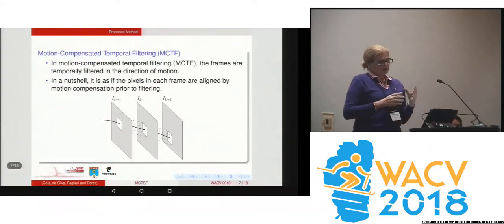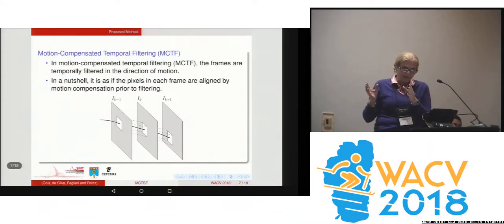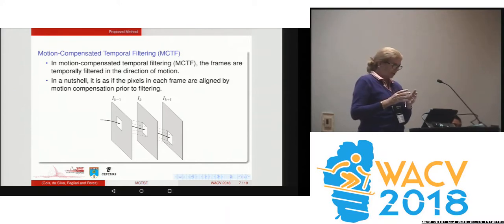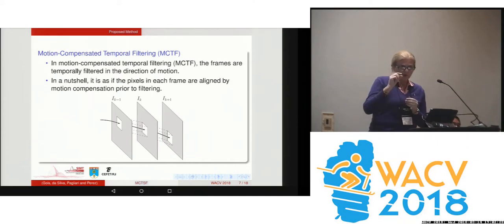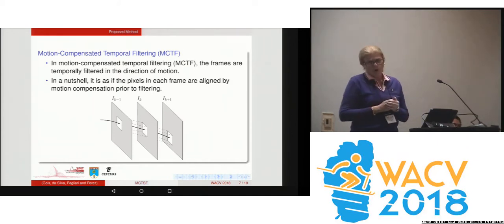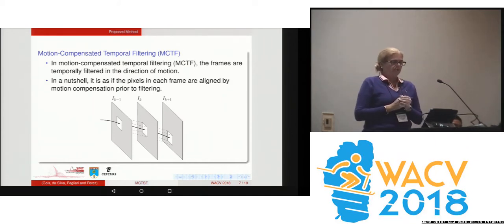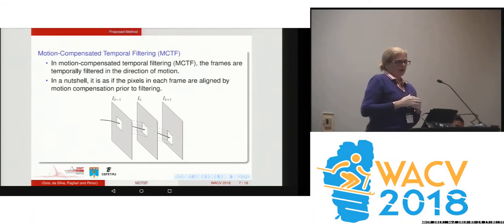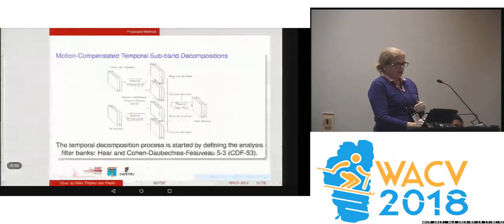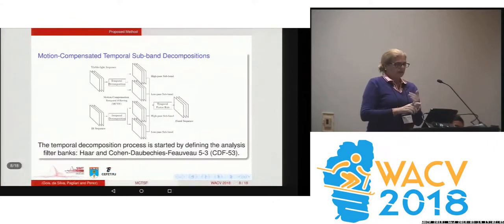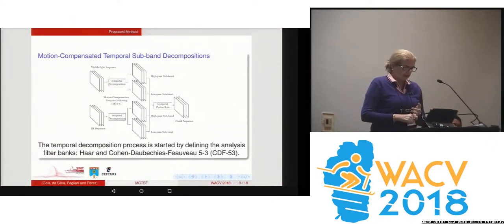What we do is, first we do the block-based, which we are saying is not good, but just to guide us, you know. We use very small blocks, 4x4 blocks with fractional pixel accuracy. And in a nutshell, it's as if the pixels in each frame are aligned by motion compensation prior to filtering, okay? So we do the visible light sequence and the infrared sequence.